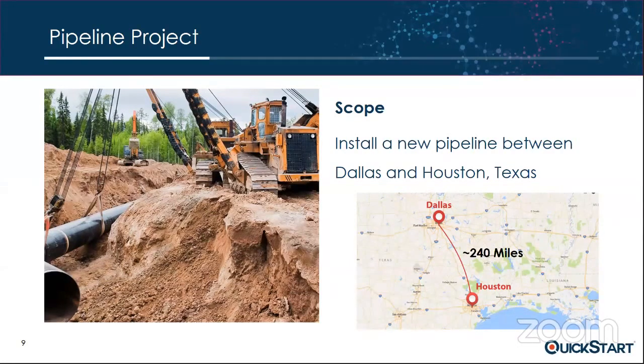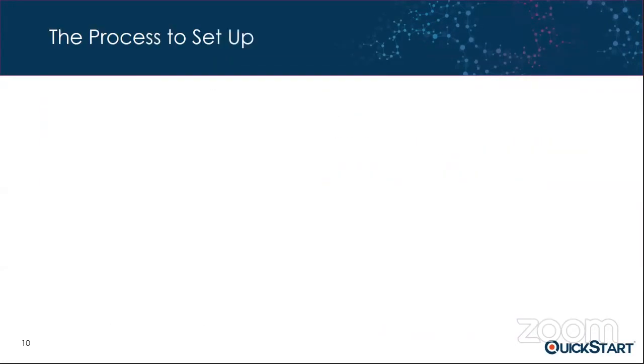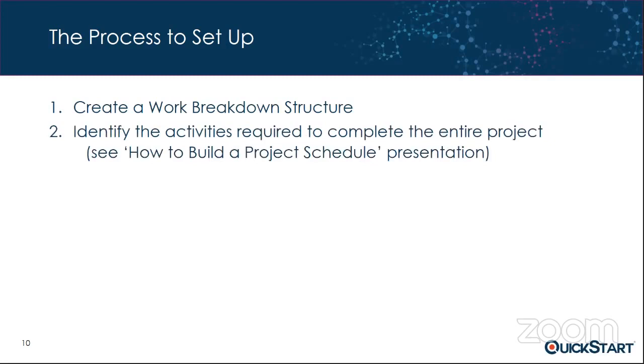And so with that being said, now that we know the scope of our project, there are steps involved with setting up your project to leverage earned value, and that's the process. These are the steps that we're going to talk about right now. So the first thing you need to do is create a work breakdown structure. In other words, decompose that large project down using a work breakdown structure, identifying those work packages, ultimately coming up with the tasks or activities that are required to complete that project.